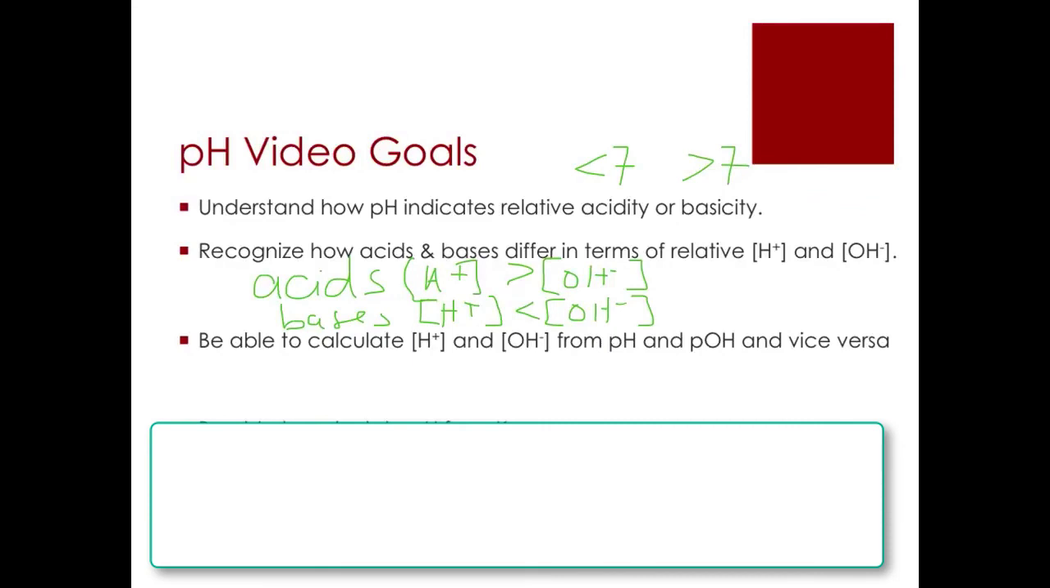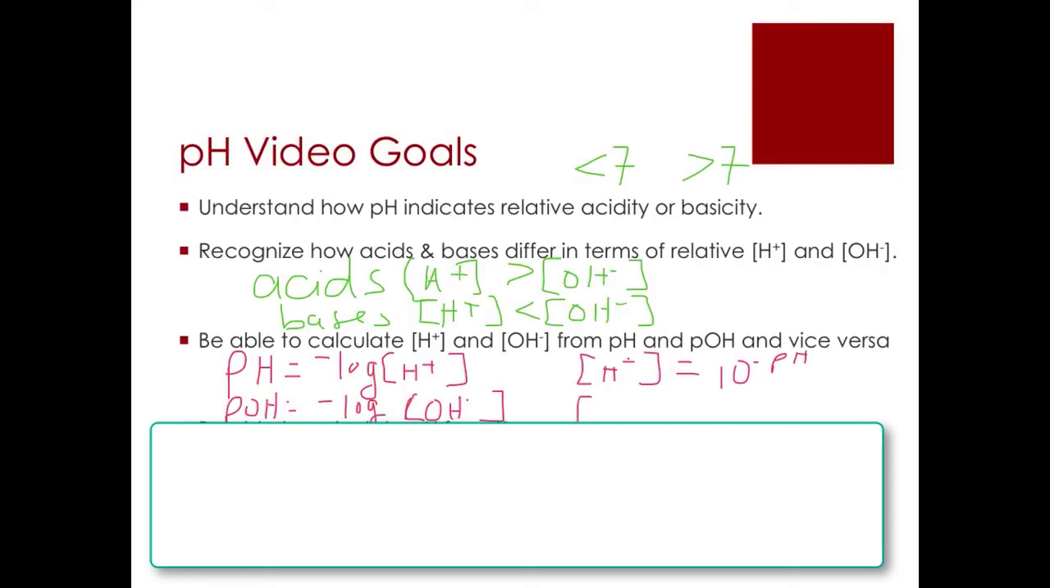We then learned to calculate H plus and OH minus concentration from pH and pOH. Remember that pH is the negative log of the H plus concentration. pOH is the negative log of the OH minus concentration. And H plus concentration is 10 to the negative pH, and OH minus concentration is 10 to the negative pOH.